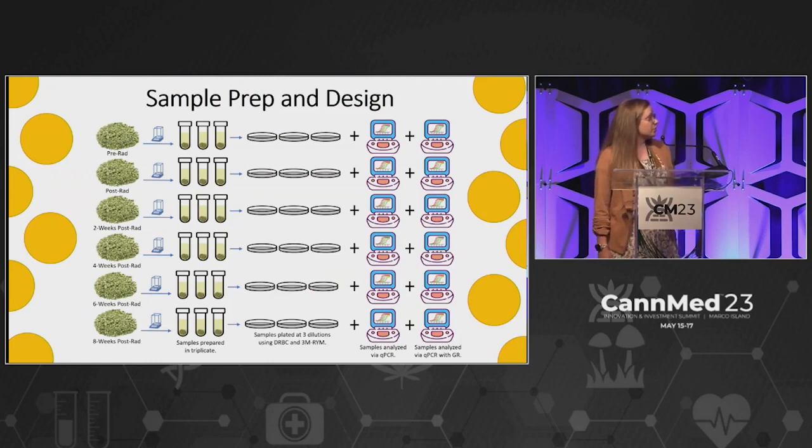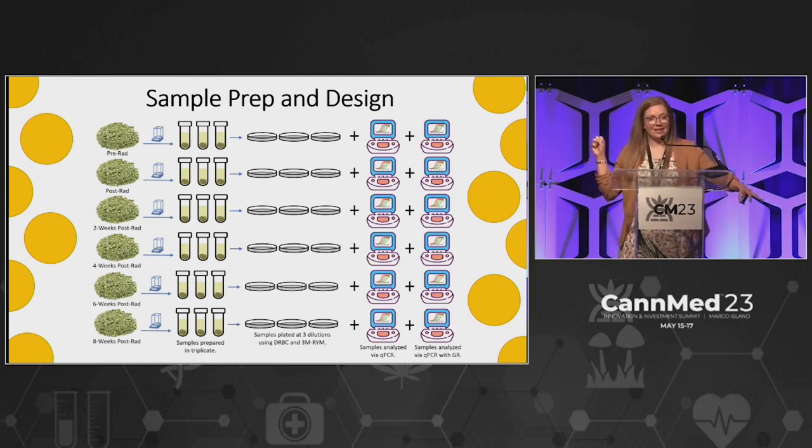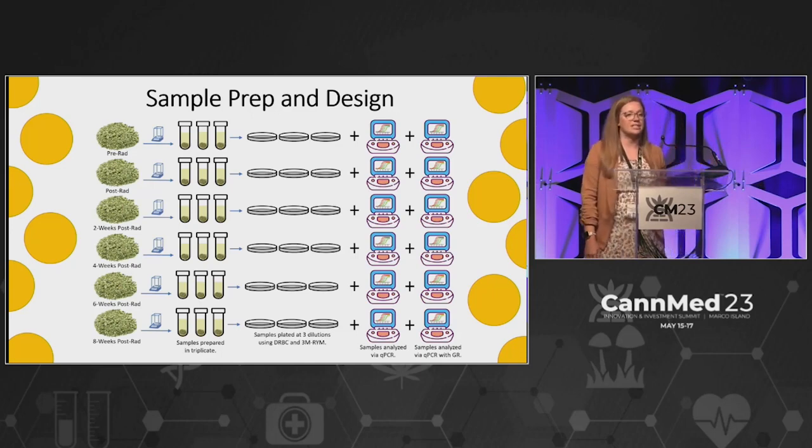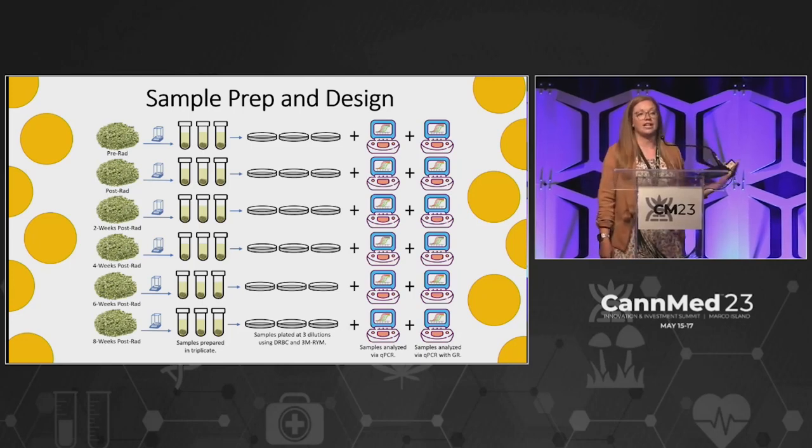So for this experimental design, we took all of these lovely different samples. We had pre-rad, post-rad, 2 weeks post-rad, 4 weeks post-rad, 6 weeks post-rad, and 8 weeks post-rad. And I want to mention that the pre and post-rad are the same exact sample. The client literally took a sample, grabbed a handful of it out before radiating it, put it in the radiator, then grabbed more of it and gave it to us. But the 2 weeks, 4 weeks, 6 weeks, and 8 weeks are different samples. They're just those time points out post-radiation.